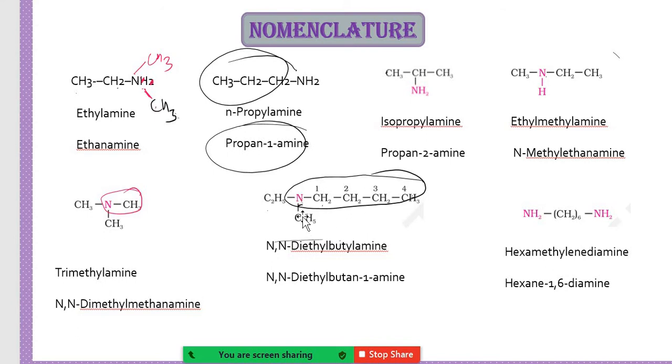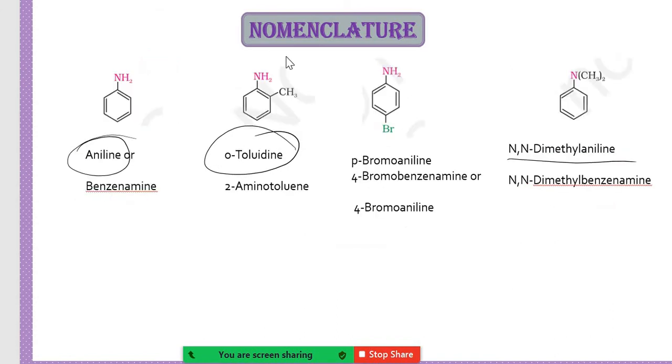Now you can see there are 2 ethyl groups attached to it, and the longer chain, 1, 2, 3, 4 carbon, will be taken as the parent chain. So I'll say it as N,N-diethyl butanamine. Is that clear?